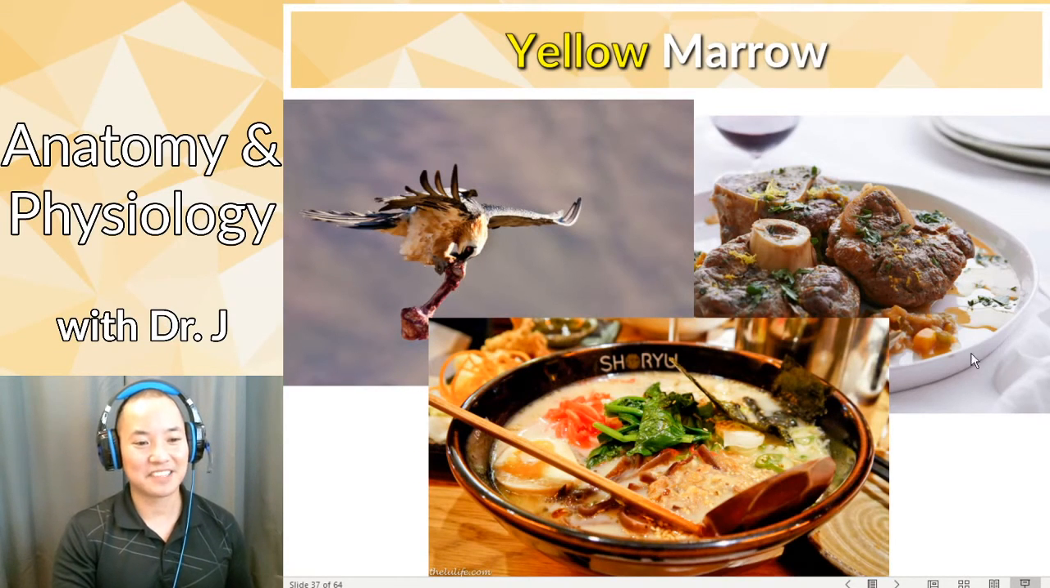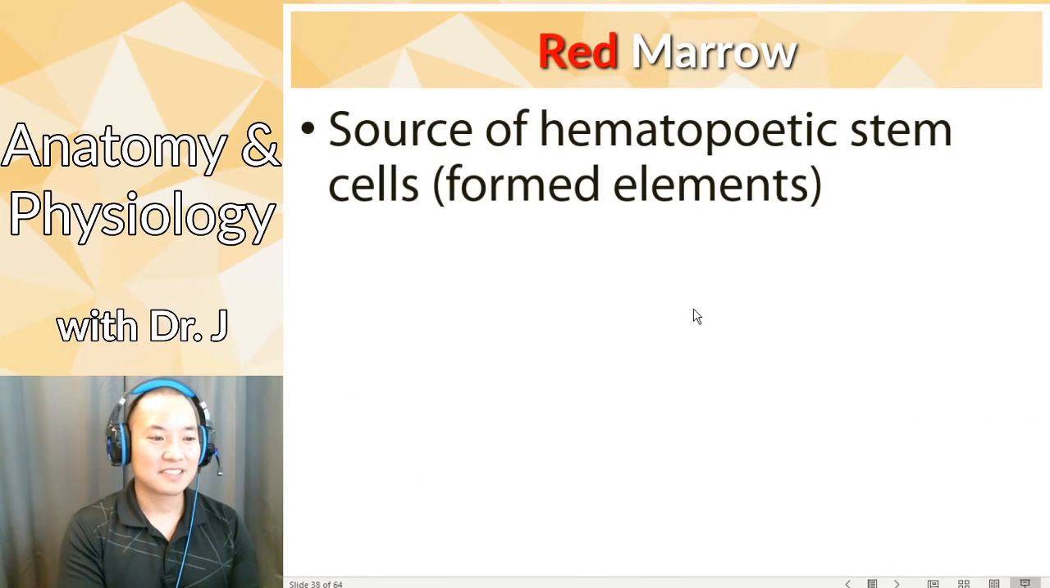And that's why some people love using bones or bone broth, because you have all those fats and triglycerides and all that richness from yellow marrow. And then red marrow. This is the source of hematopoietic stem cells, and these are very powerful. Remember, stem cells not only can regenerate and undergo mitosis, but they can undergo differentiation.